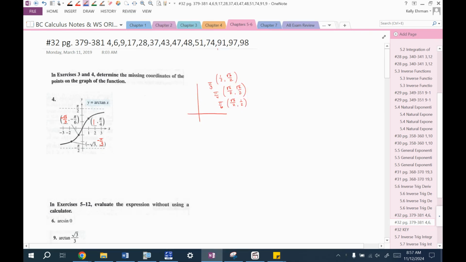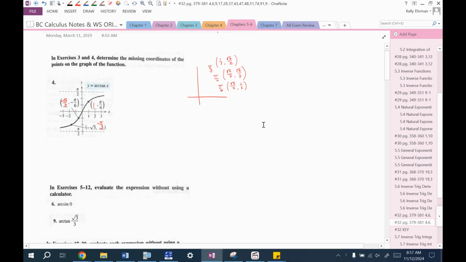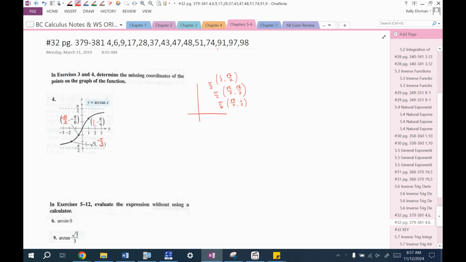All right, for homework number 32, we're going to start off with some pre-calc stuff. This says determine the missing coordinates of the points on the graph. I left my answers in here. Y is equal to arctangent x, and I've drawn a little bit of my unit circle here to help jog my memory. So let's go with the point on the far left here.